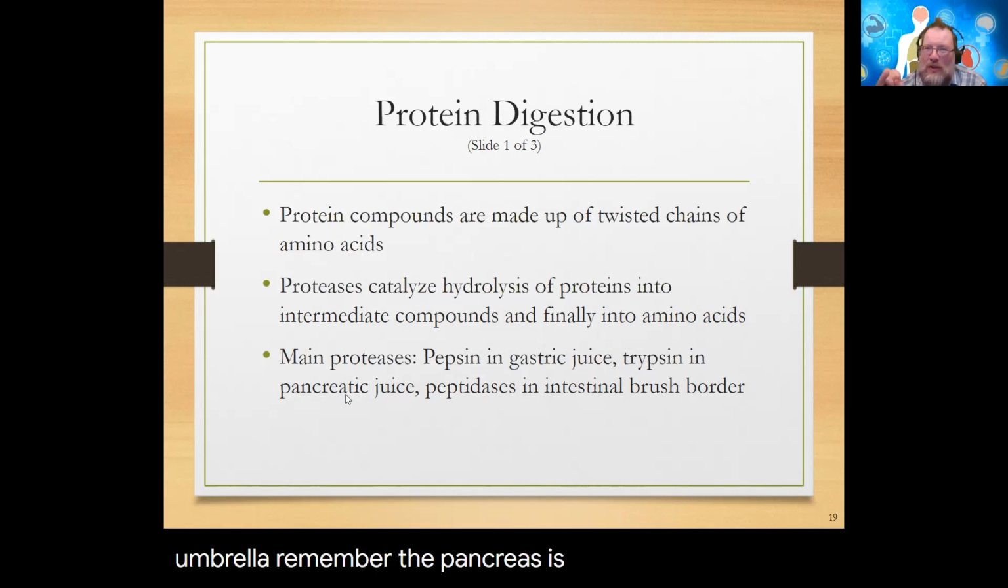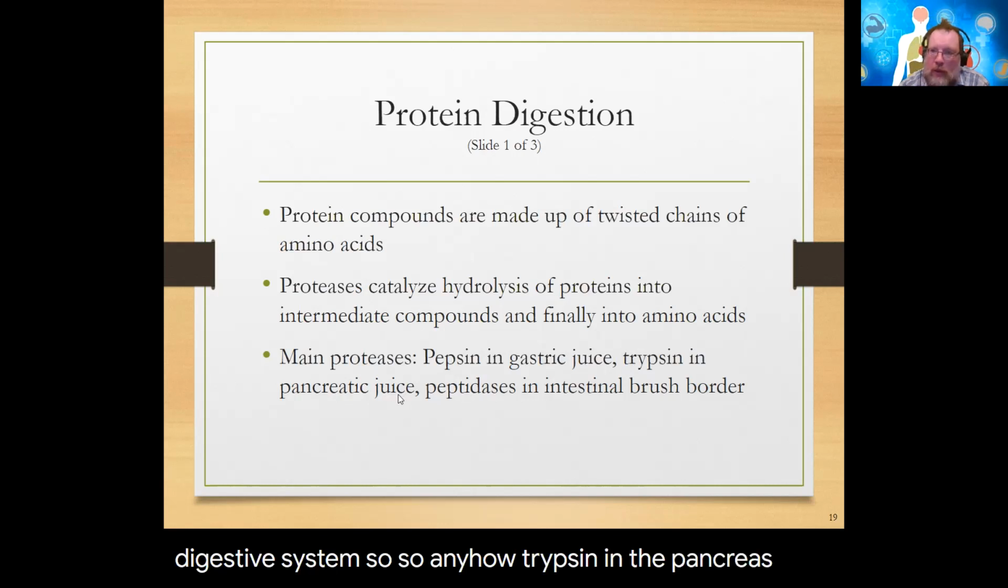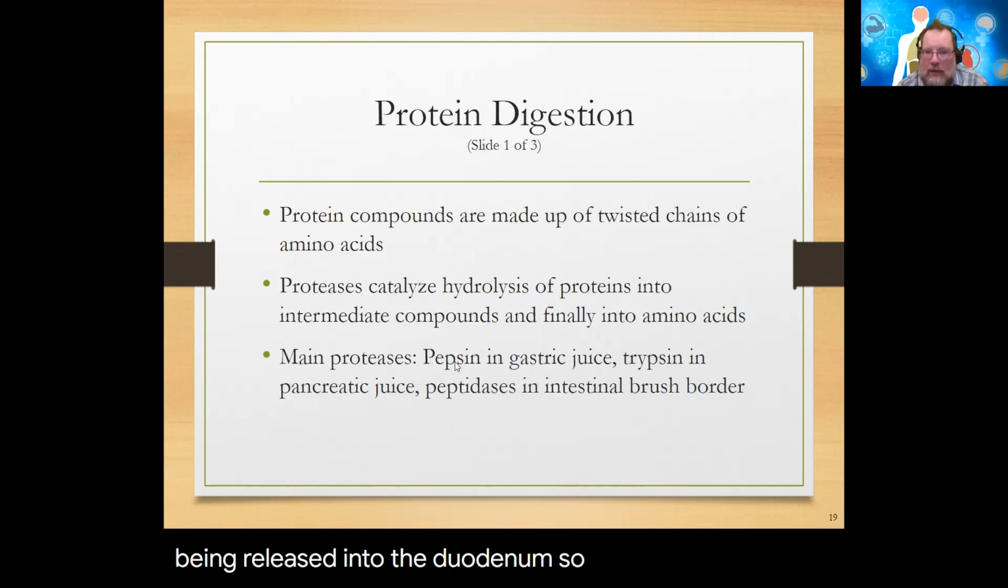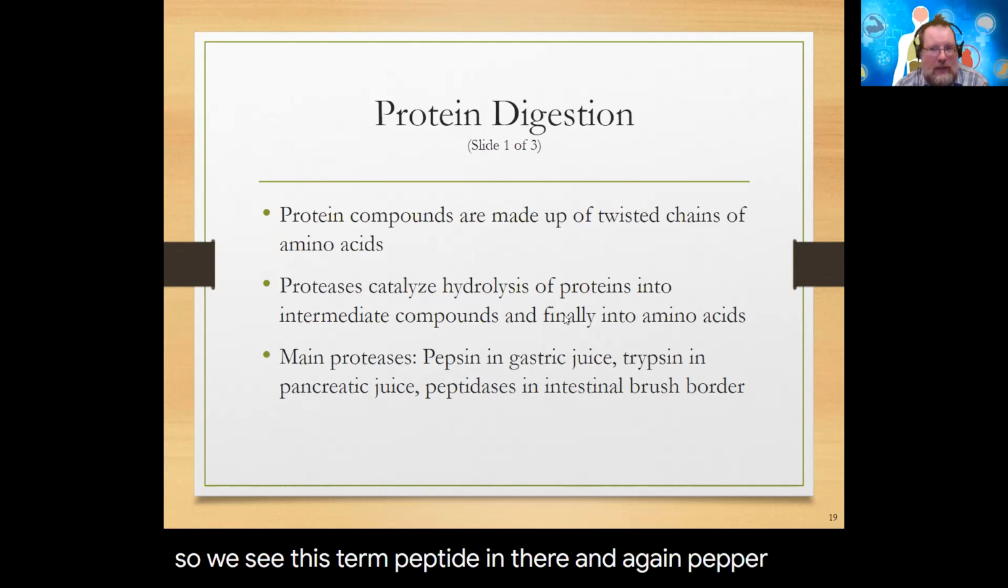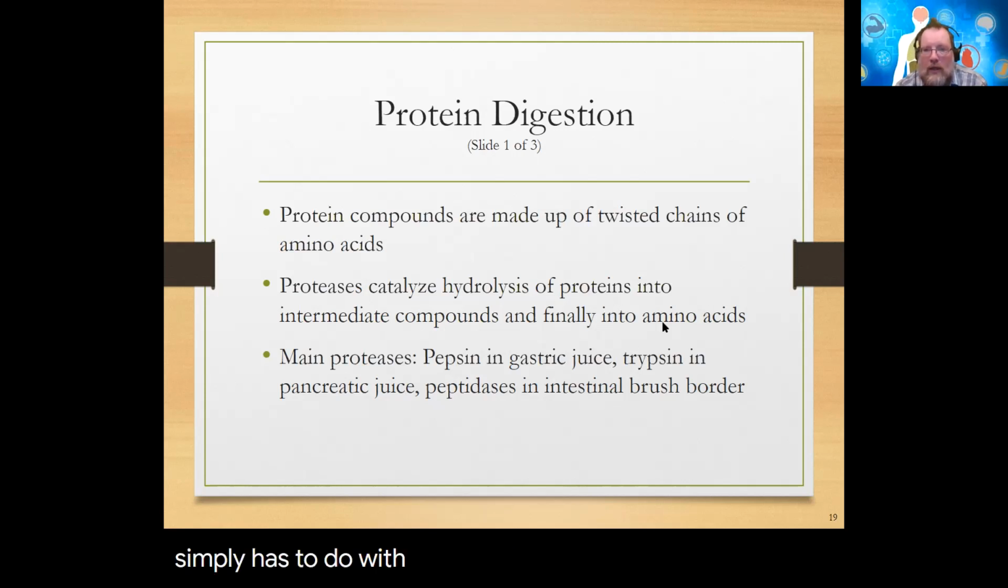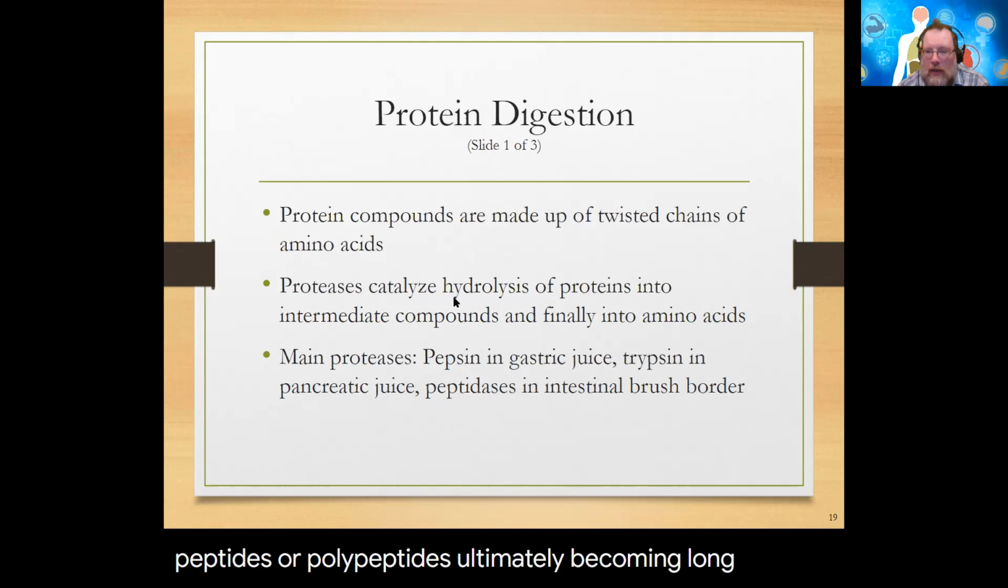Remember, the pancreas is exocrine and endocrine, so we're primarily seeing it as an exocrine gland in the digestive system. So anyhow, trypsin in the pancreas is released into the duodenum. Pepsin starts the process, trypsin continues it, and then those brush border enzymes for proteins are called peptidases. So we see this term peptide in there. And again, peptide simply has to do with a single protein. Amino acids form peptides or polypeptides, ultimately becoming long chain proteins.